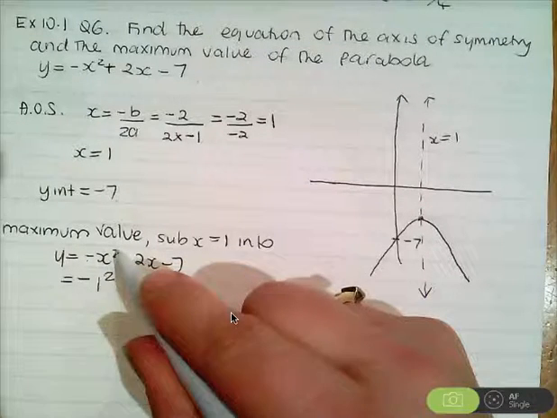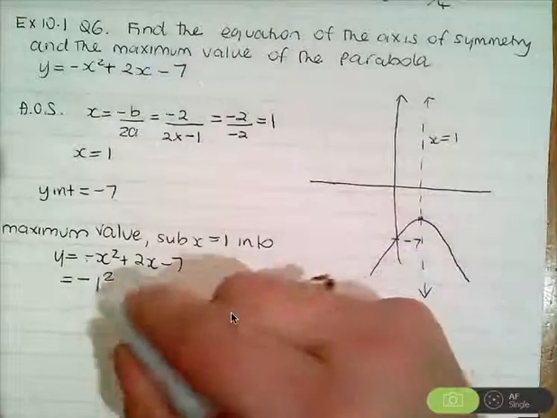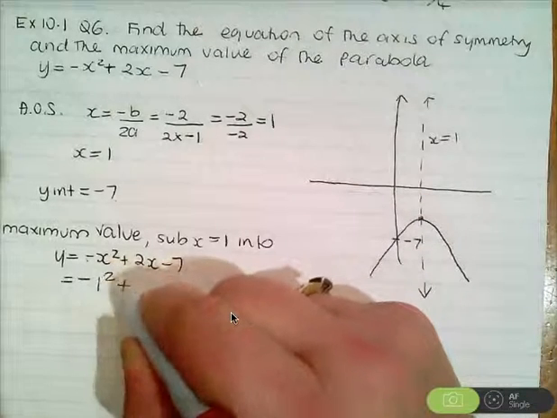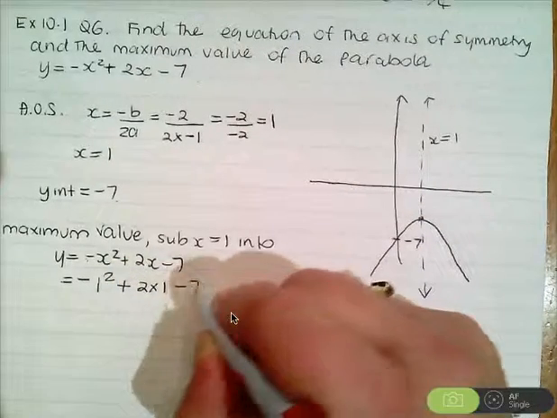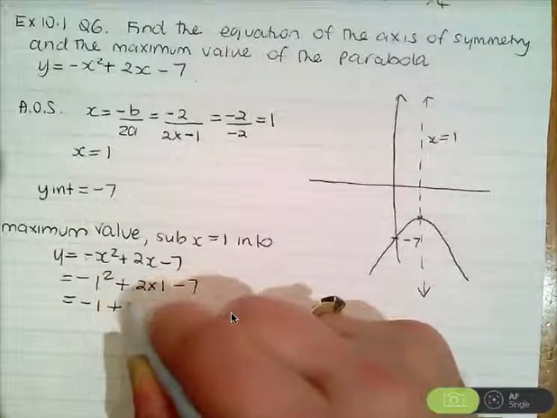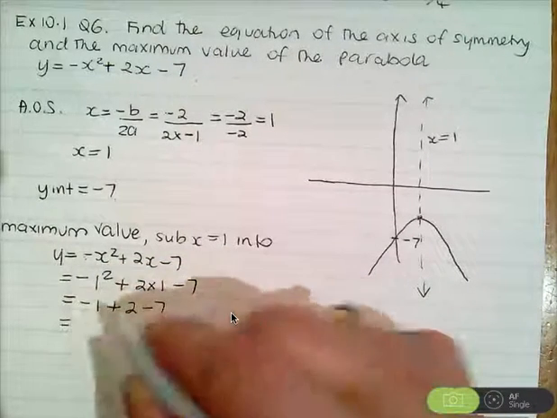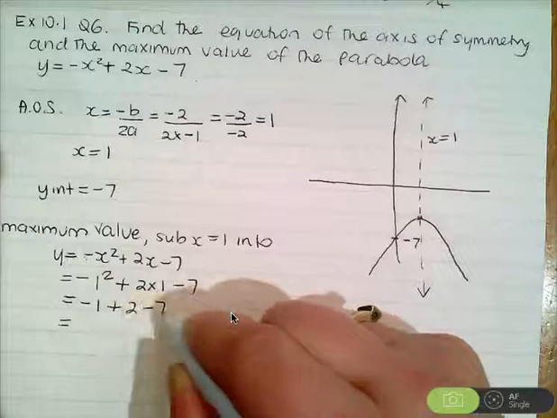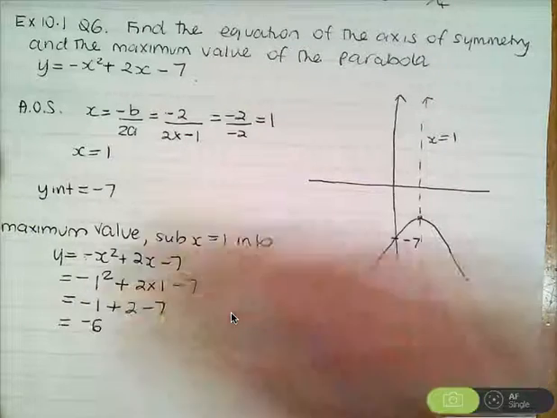I have to square the x first and then put a negative out the front. So it's -1 squared plus 2 times 1 minus 7. So -1 squared is 1, plus 2 times 1 is 2, minus 7, and I get -1 minus 7 is -8 plus 2, and I get -6.